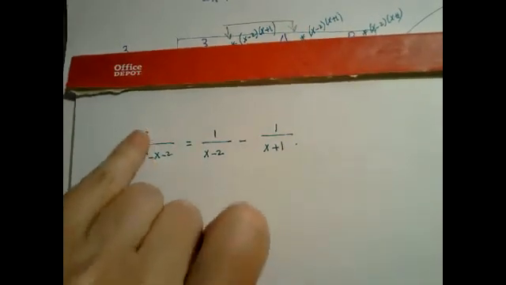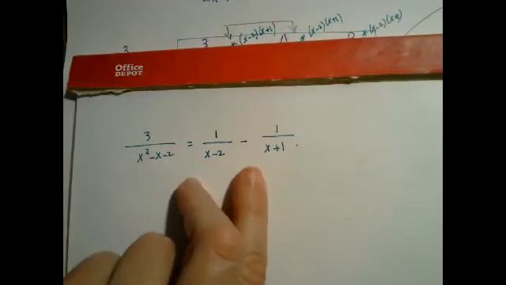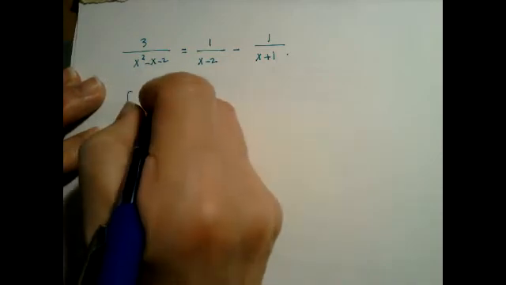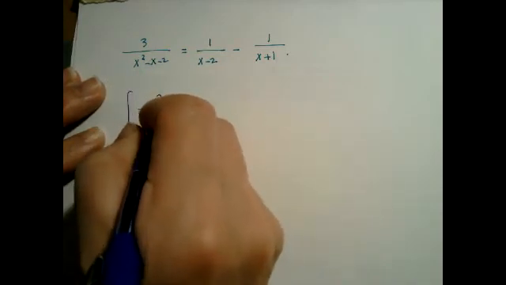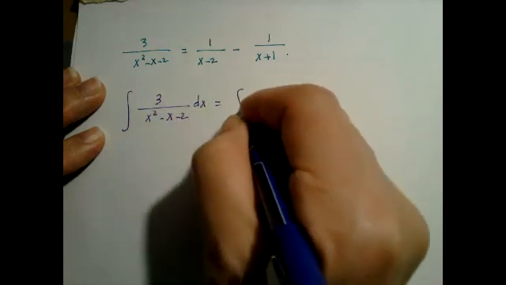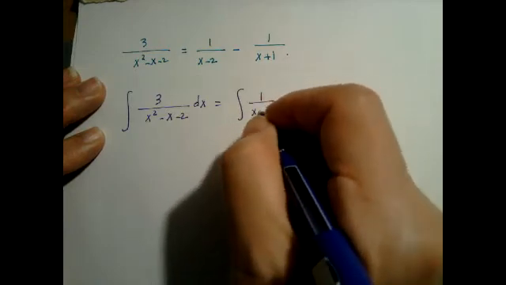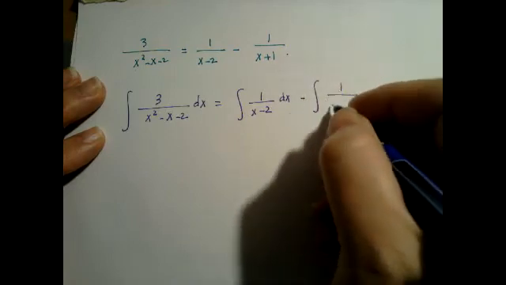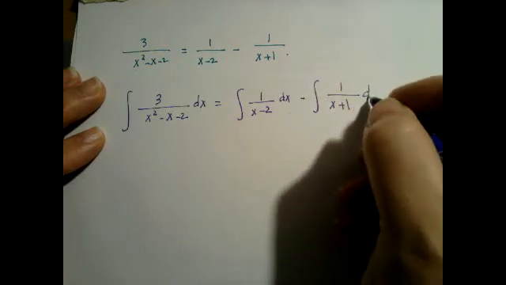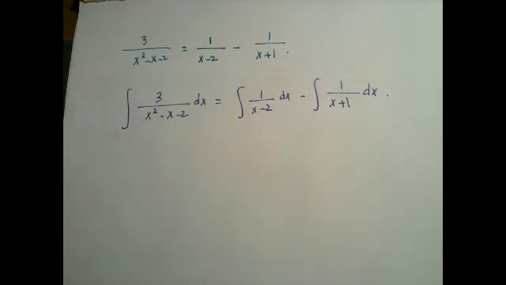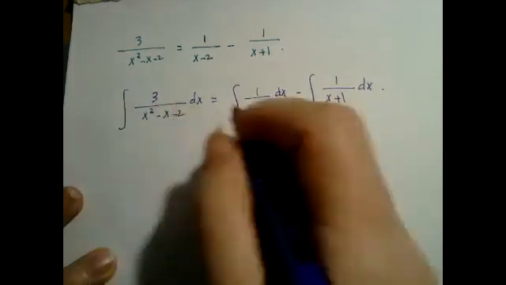Once I decompose my expression into simpler ones, it's easy. I just integrate both sides. So now we go back to the integration. So now I will get the antiderivative of 3 over x squared minus x minus 2 dx equal to the antiderivative of 1 over x minus 2 dx minus 1 over x plus 1 dx. Okay. Now I have simpler ones, definitely simple. I evaluate each one of them.